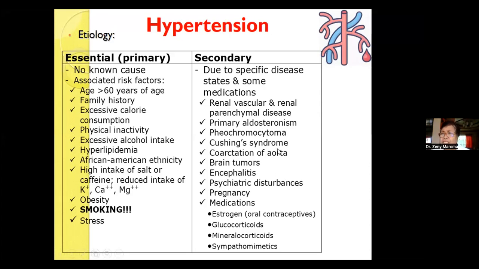Ano pa? Cushing syndrome. Cushing syndrome is a disease which affects the adrenal cortex, wherein there's increase not only in aldosterone, but also glucocorticoids, which raise glucose level, as well as sex hormones. Okay? Another cause is medication like glucocorticoids, tataas ang blood pressure. Mineralocorticoids, sympathomimetics, tataas ang blood pressure. Secondary. Pero most common type, 90% is essential, no known cause.